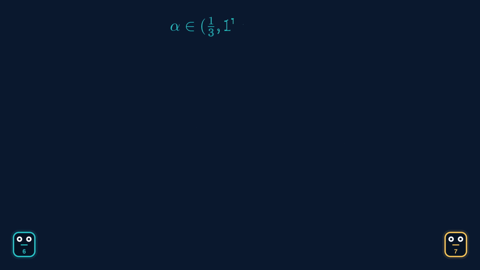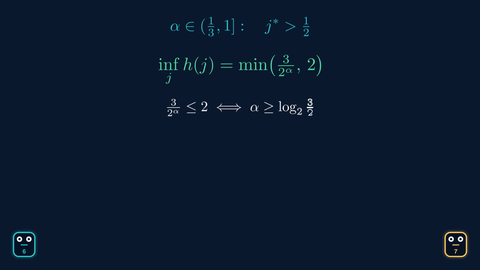For alpha above 1/3, the center really is a local min, which means the answer is just the smaller of our two guys, and they swap at log base 2 of 3/2. That's everything above 1/3. Done.